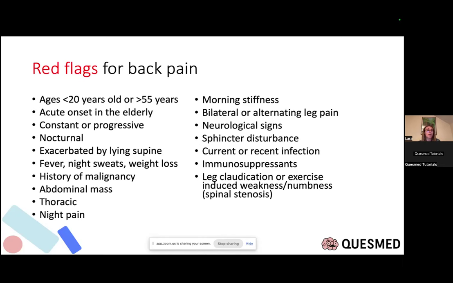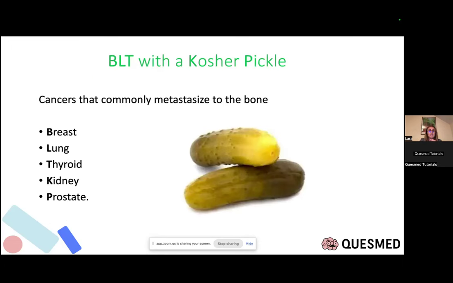So if you're practicing for OSCEs as well, trying to get that into your back pain history is really important. Immunosuppressants, like we talked about, but don't forget that diabetics are immunocompromised and you see discitis in these patients. That's really what it's picking apart here. And then leg claudication, exercise-induced weakness or numbness, that's again your spinal stenosis, which does crop up occasionally in SBAs, and I think it can be quite tricky. So I think that's back pain done.